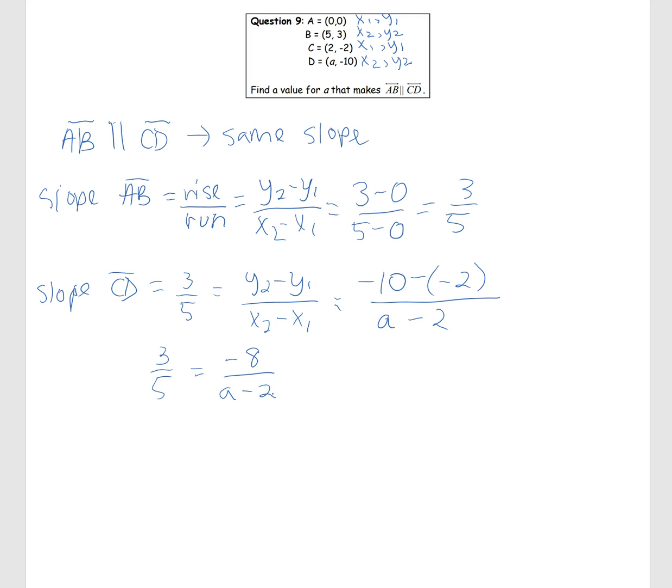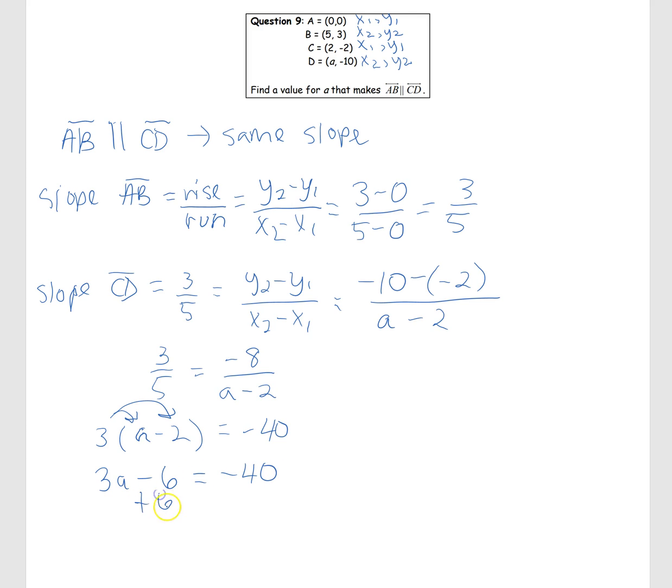So now I'm just going to solve for a to figure out what a has to be equal to give us a slope of 3 over 5. So I'm going to start by cross multiplying. And this gives me 3 times a minus 2 equals 5 times negative 8, which is negative 40. Multiplying this in, we get 3a minus 6 equals negative 40.